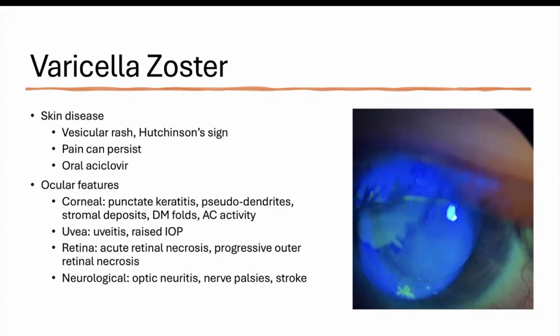Hutchinson sign is where you're getting that fascicular rash on the tip of the nose, and essentially what that suggests is that they're more at risk of then developing HZO, and the pain of that rash can really persist even after the rash is healed. So these are patients that would benefit from physician involvement with things like neuralgic pain relief.